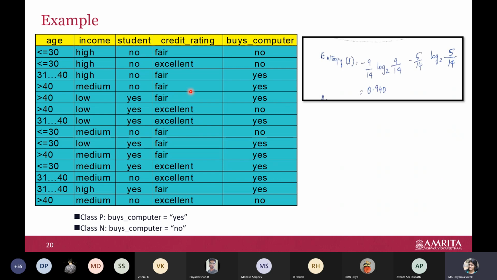I'll share this data set. Do you want me to put the formula also, or just the data set is fine? I am asking you to solve it for just these 4 attributes and decide on the root attribute. Not growing the tree further, we are just trying to find the root attribute. For that we calculated the information gain for age. Similarly, I am asking you to find the information gain for income, student and credit rating for the next class on Monday, and we will discuss.